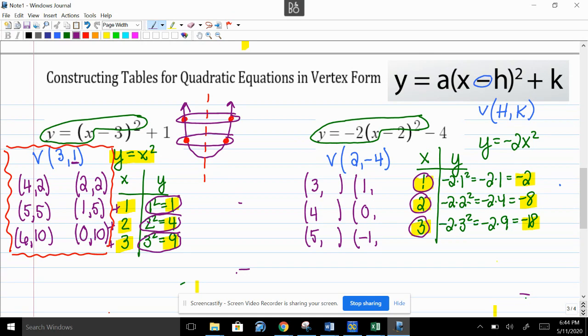So again, to repeat that, they're going up by 1 on one side, they're going down by 1 on the other side. One set of ordered pairs is on the right-hand side of your parabola. One set of ordered pairs is on the left-hand side of your parabola.